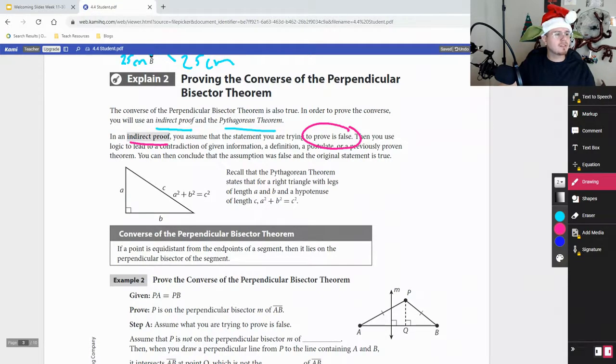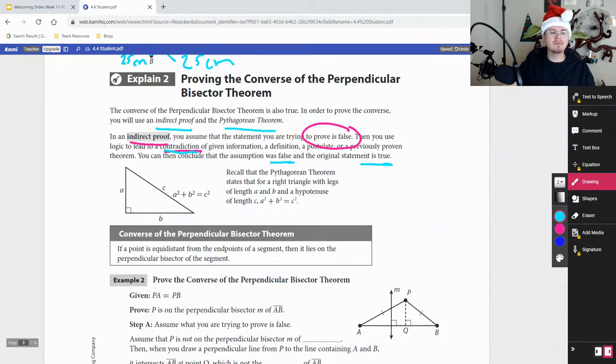Then you use the logic to lead to a contradiction. Anytime we talk about this stuff, I just think of a courtroom, right? I think of a detective, I think of a lawyer, and I think of them playing mind games, getting people to trip up their words. So if you can get someone to contradict, using the information, definitions, postulates, or other theorems, you can then conclude that the assumption was false and the original statement is true. So that's wordy. Hopefully, as we go through this, it'll make a little more sense.